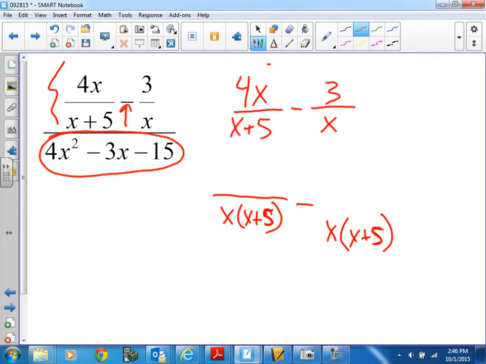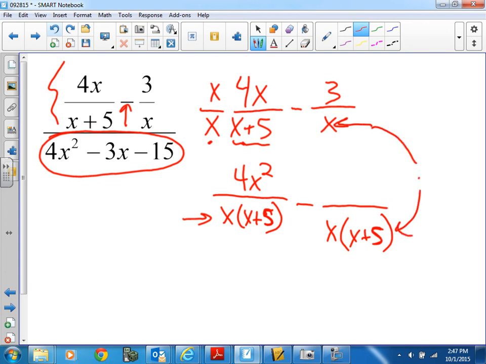All right, now you look here. What's the missing factor to get this denominator to be like this? Well, it's missing the x. So I just need to multiply all of this by x over x, right? So that'll give me the x times x plus 5, which is here. And then on top, you're just going to get 4x squared because you're multiplying the x and the 4x. All right, over on the other side, what am I going to do to this to get this? Well, I need to multiply by the missing factor, which is x plus 5.